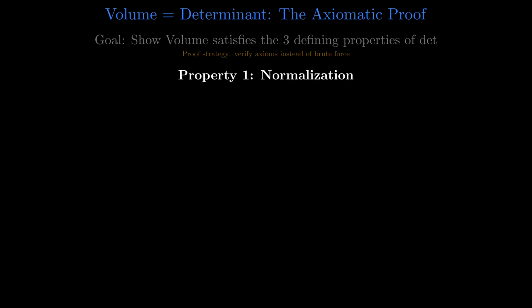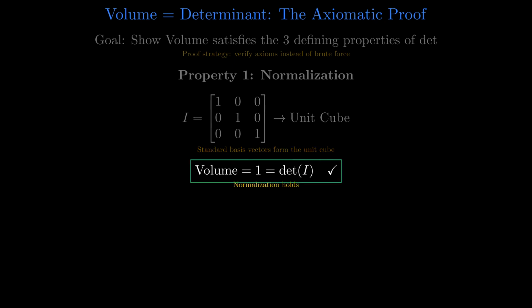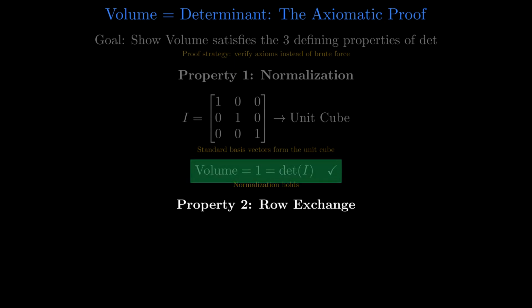Property 1, normalization. The identity matrix has the standard unit vectors as its rows. Those vectors form the unit cube. The unit cube has volume 1. And the determinant of the identity matrix is also 1. Check.